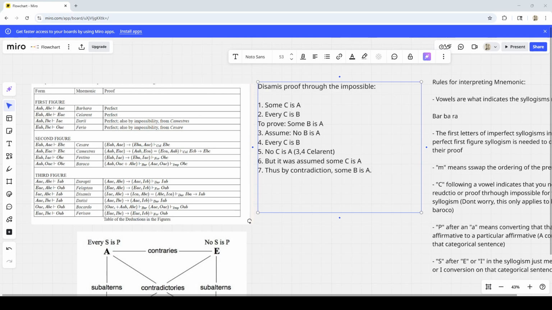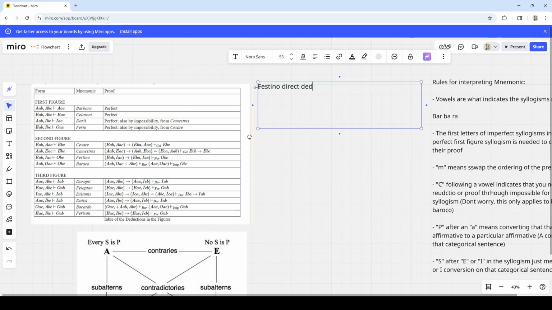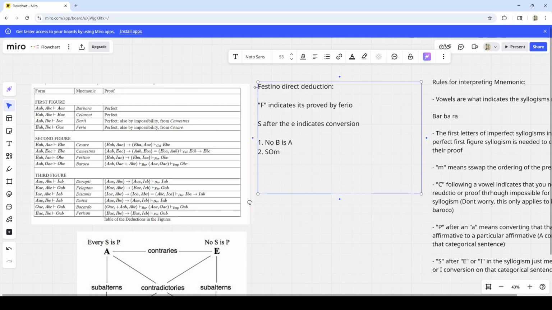Alright, let's go through a few more examples. Let's do Festino. So, Festino direct deduction. First we can observe that because of the first letter F, it indicates it's proved by Ferio. The S after the E indicates conversion. So let's prove Festino. Festino is no B is A, some C is A, and we want to prove the conclusion that some C is not B.